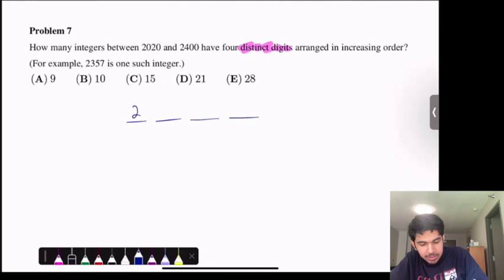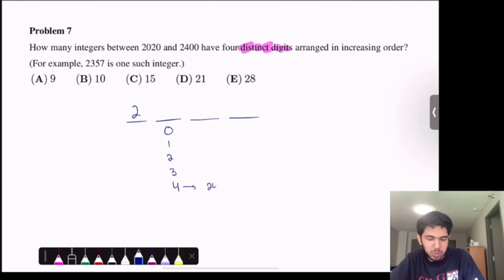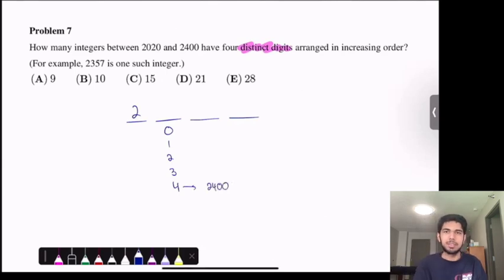The second digit is either 0, 1, 2, 3, or potentially a 4, right? And in this case, when the second digit is a 4, the only case is 2400. We can't have 2, 4, something, something, because that would be greater than 2400. And this just doesn't work for what we're counting because the digits aren't distinct and they're not in increasing order, so we can just eliminate this case.